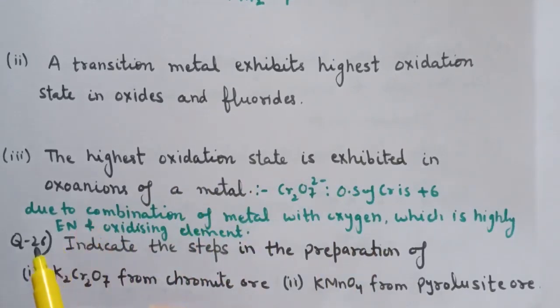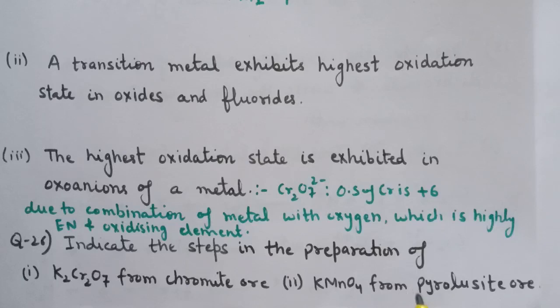Next question is question number 26. Indicate the steps in the preparation of K2Cr2O7 from chromite ore and KMnO4 from pyrolusite ore. So chromite ore is FeCr2O4 and pyrolusite ore is MnO2. This we already discussed in lecture.